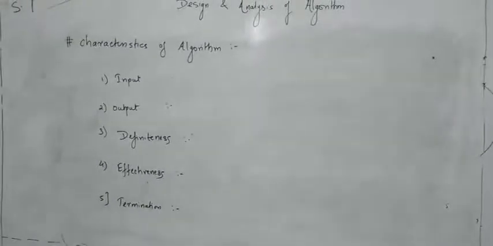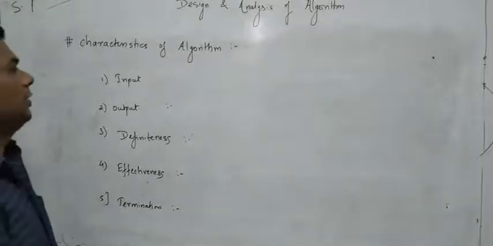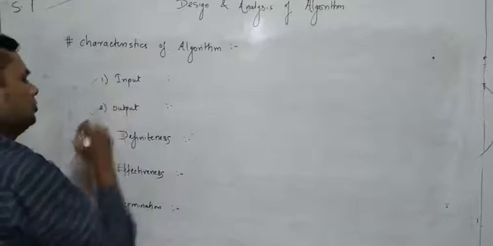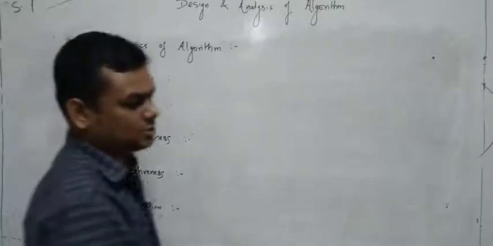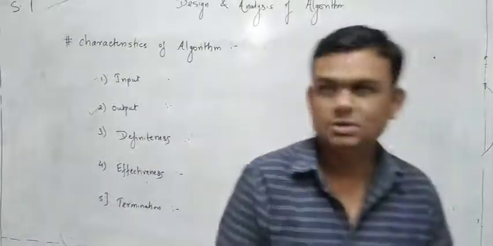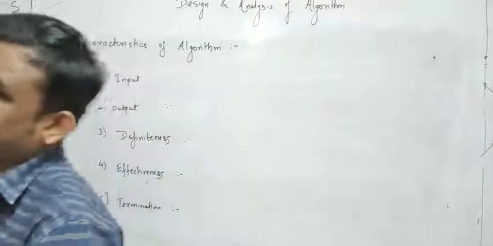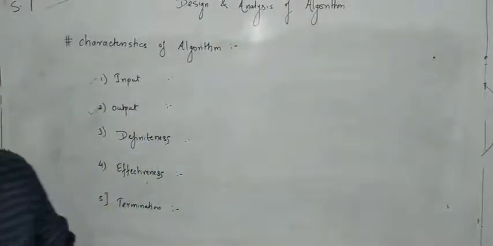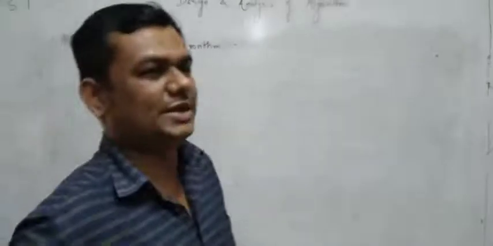As we discussed previously, what is input as well as what is output. So friends, an algorithm always takes one or more inputs, meaning the input as data.